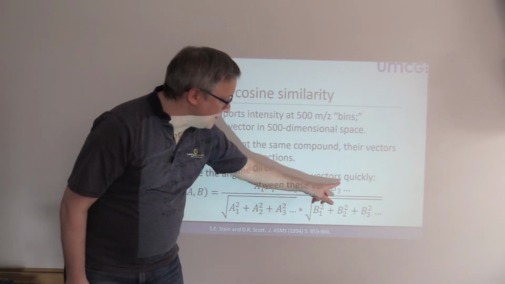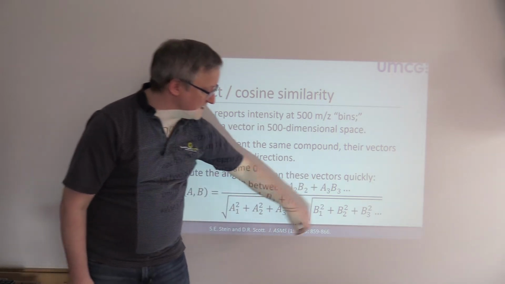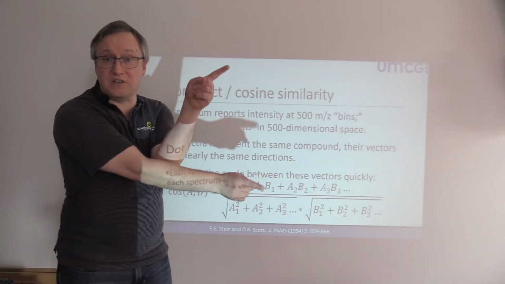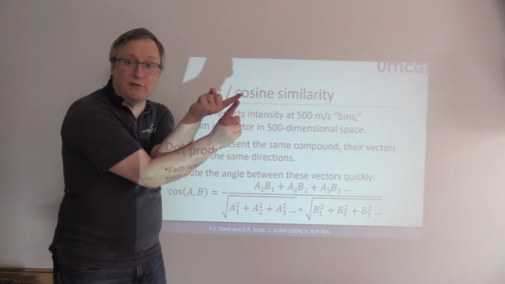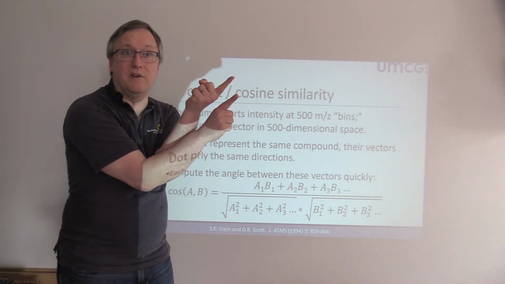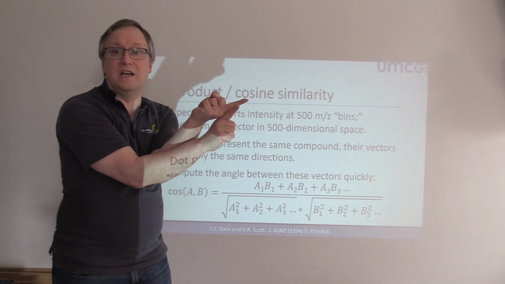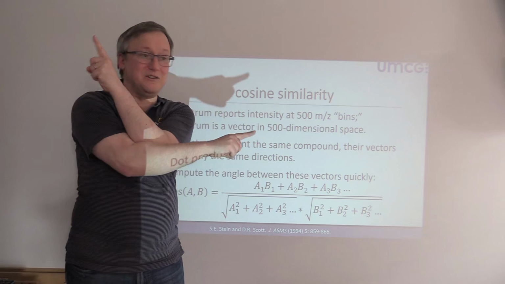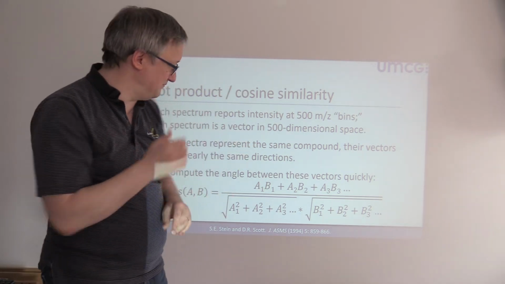So having added these values together, we square root these intensities, square root these intensities, multiply those together, and out pops the cosine of this angle. So a cosine of 1 means that these two spectra have very, very comparable intensities. A spectrum cosine of 0 means that these spectra are just about as far apart as they could be.